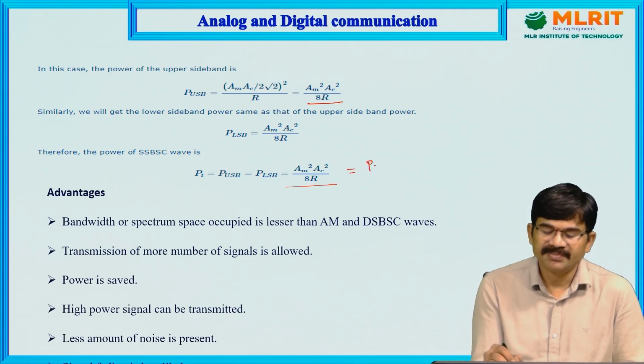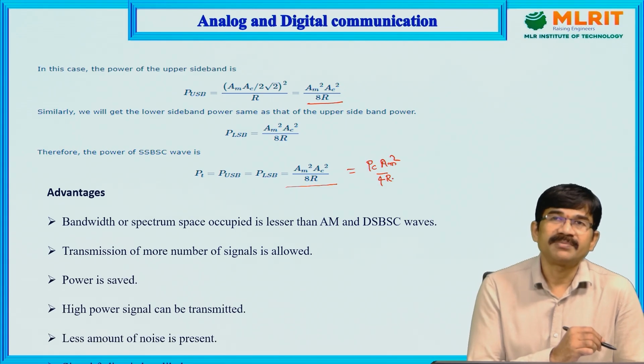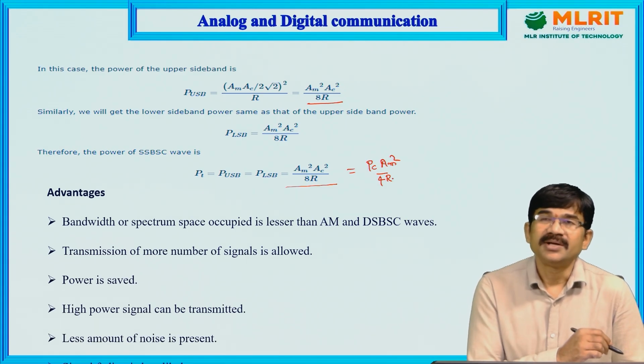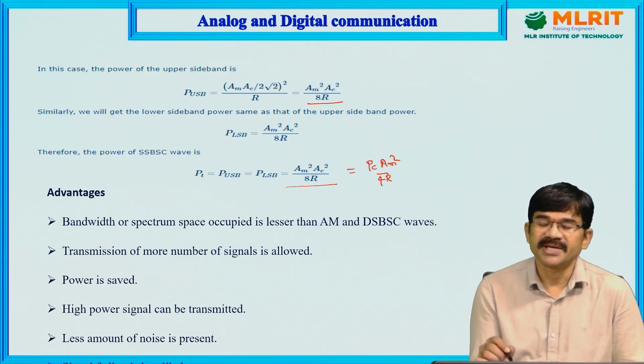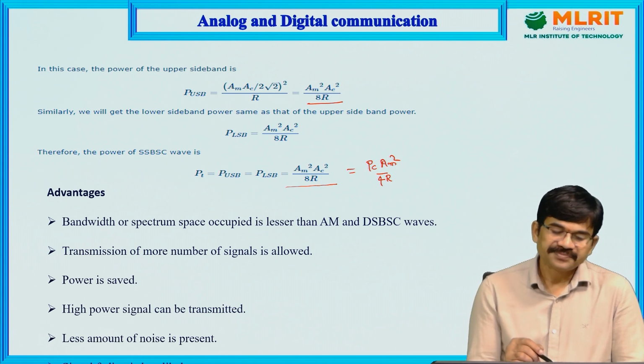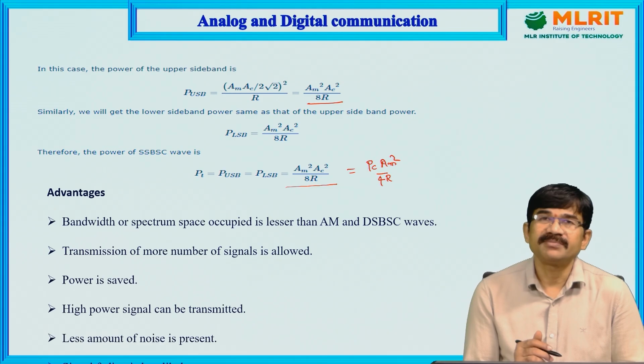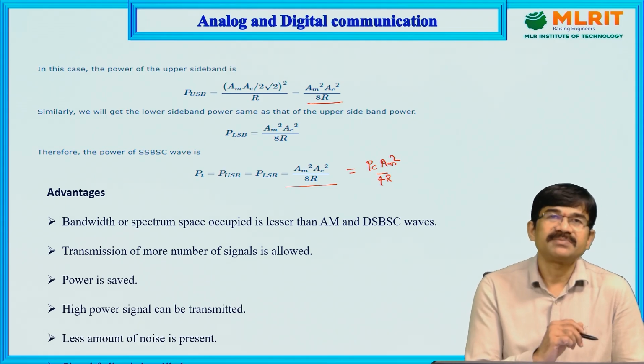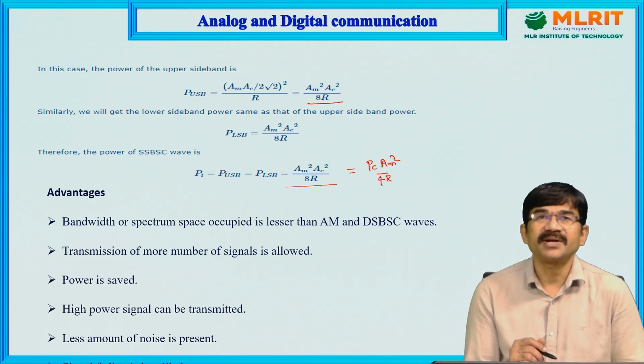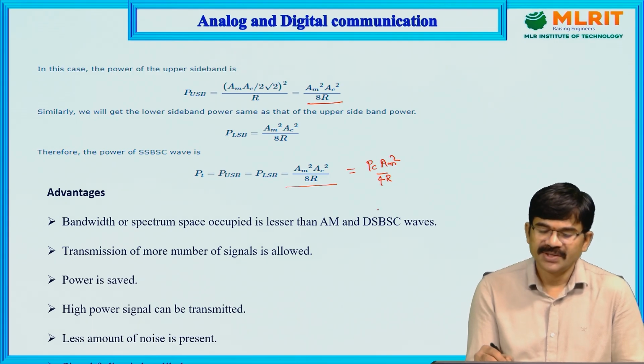That is nothing but Pc Am square by 4R. So this is the power requirement for the SSBSC. The mathematical expression is Pc Am square by 4R, or Am square Ac square by 8R. Now see here, what are the advantages of using the SSBSC? The first advantage is that the bandwidth or spectrum space occupied is lesser than the AM and DSBSC wave. The bandwidth required for the DSBSC is 2 fm.